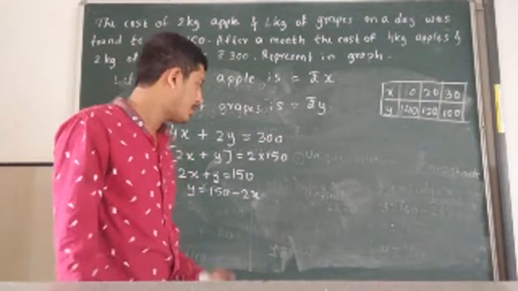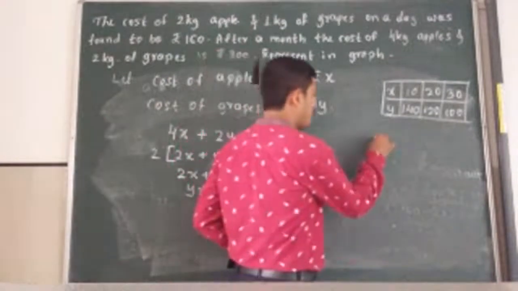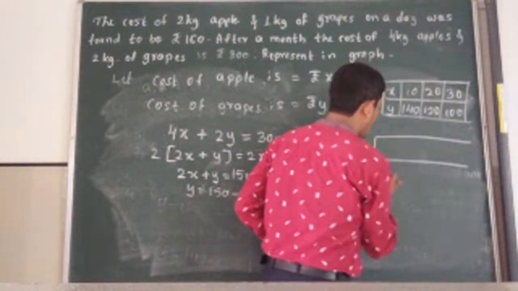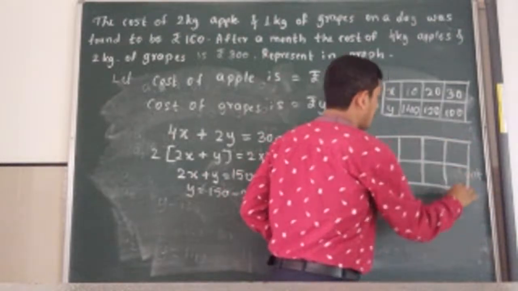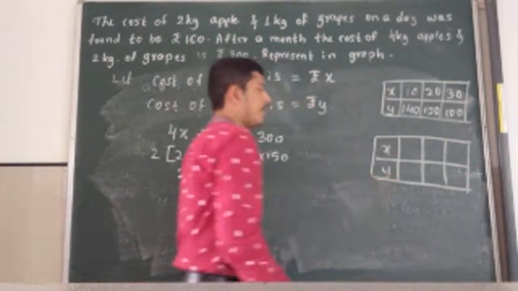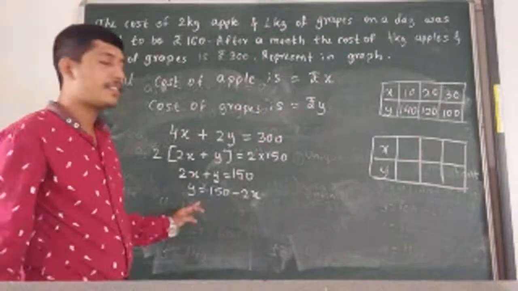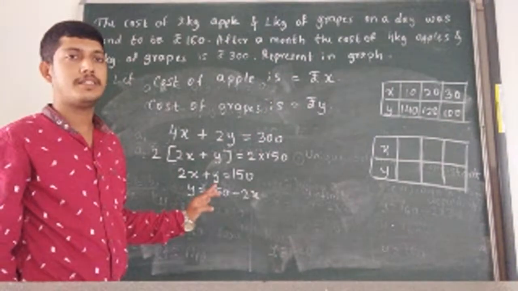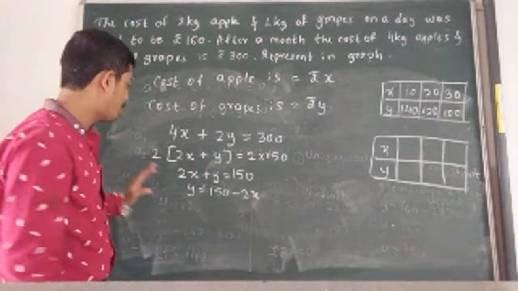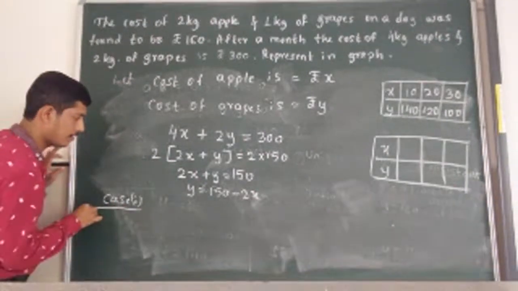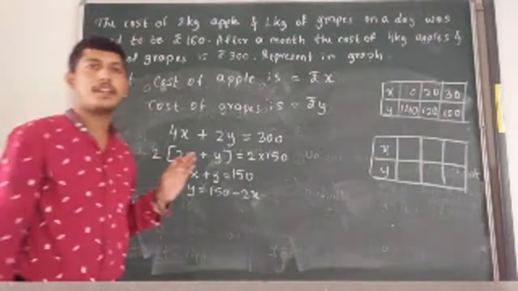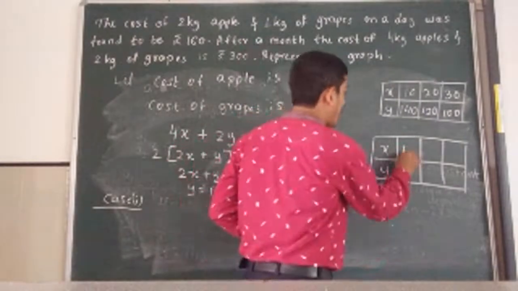Now we have to follow the same procedure. We have to find 3 values of x in such a way that we get a whole number as the value of y. So case 1: I'll consider the x value as 10.